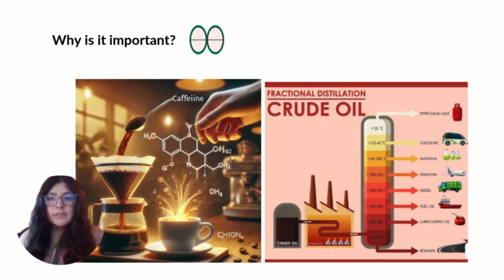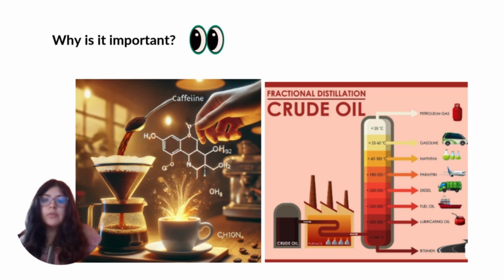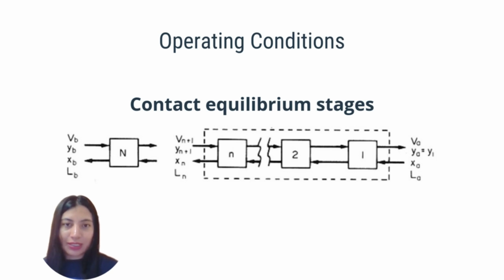Why is it important? Concentration equilibrium relationships are useful tools for understanding and designing processes. For example, when brewing coffee, caffeine is transferred from the coffee grounds to the hot water. Another example is the distillation of petroleum. Different compounds of the petroleum, such as gasoline and diesel, are separated by taking advantage of their different boiling points. In a multi-stage contact process, two streams, light and heavy, enter into contact to exchange components.